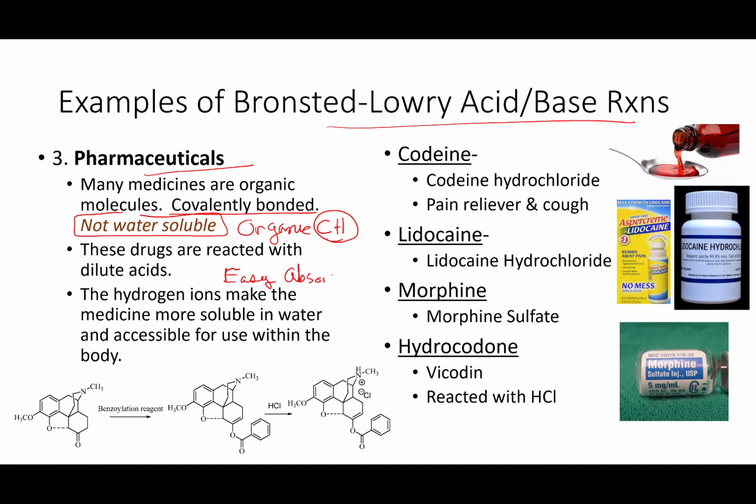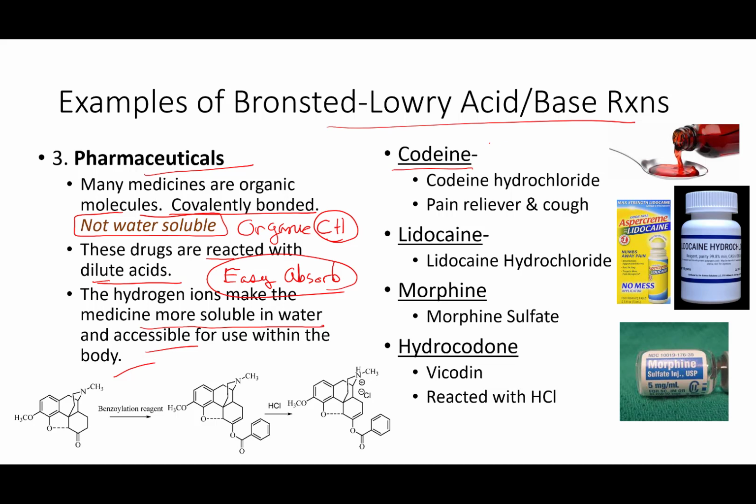So how are these drugs treated so that the human body can accept them? They're very often reacted with a dilute or weak acid. Excuse me, diluted acid, not weak. I've got to say this correctly. And hydrogen ions in the acid make the medicine more water soluble and easier for accessibility within the human body. Here are just a couple examples. If you look at them, there are many, many others.